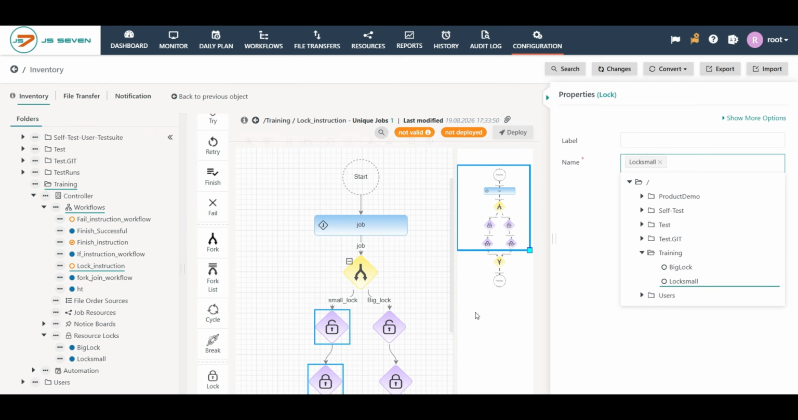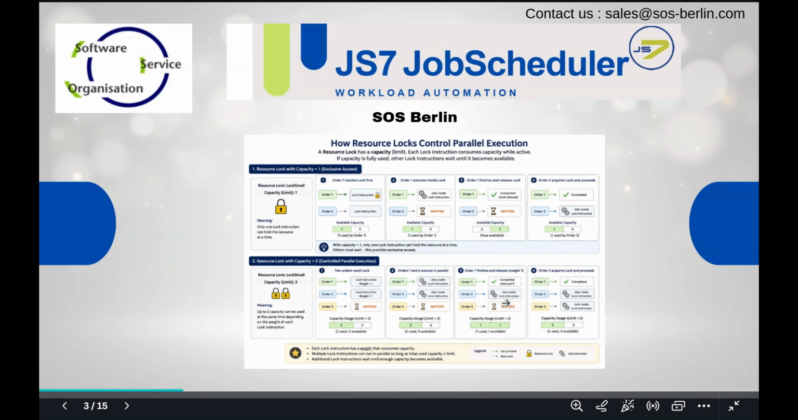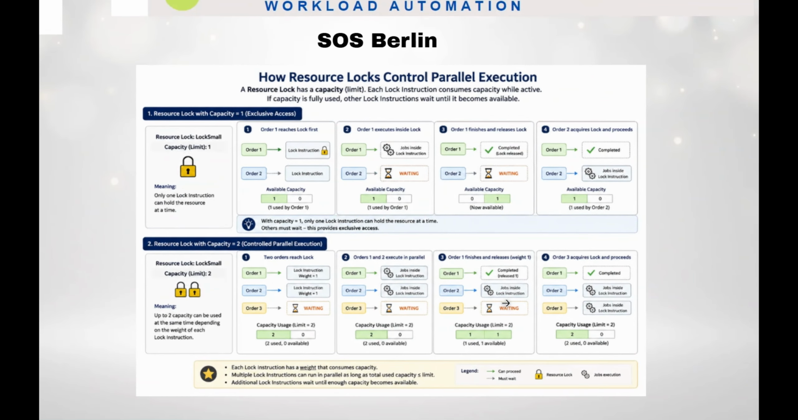Now, let's understand how a resource lock controls parallel execution. A resource lock has a defined capacity or limit. Each lock instruction that uses the resource lock consumes capacity while it is active. When the available capacity is already fully consumed, additional lock instructions that request the same resource lock cannot proceed immediately. They remain in a waiting state until capacity becomes available.